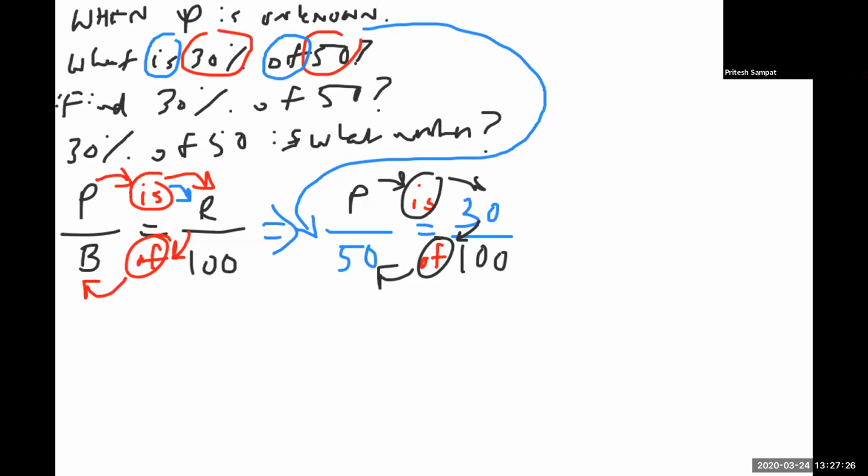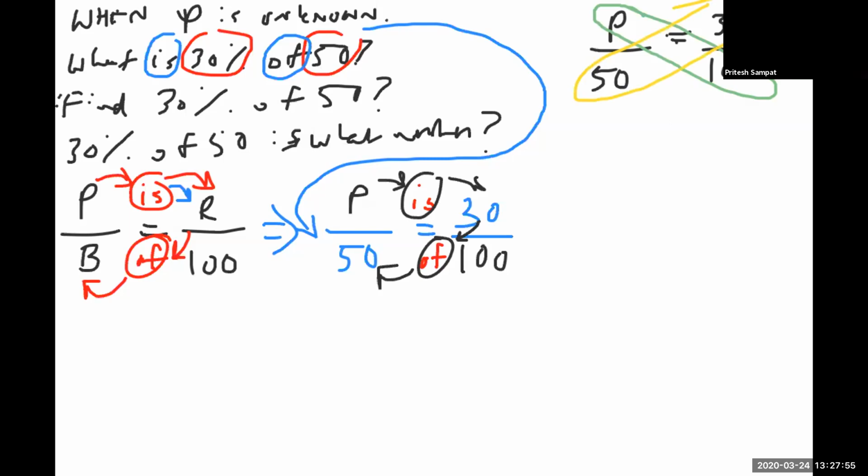So if I go back to the problem and I have part over 50 is equal to 30 over 100, and this is a proportion problem. So I have a ratio of part over 50 being compared with 30 over 100. So I'm going to use cross product rule and multiply diagonally and find my missing values.